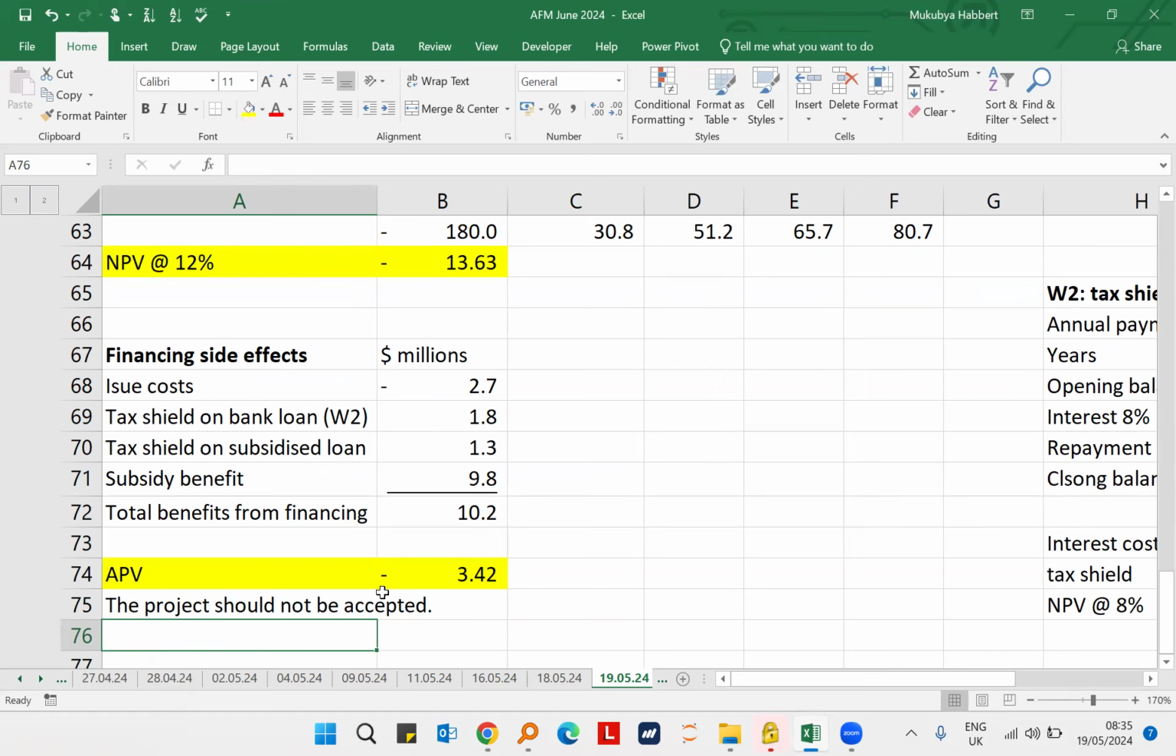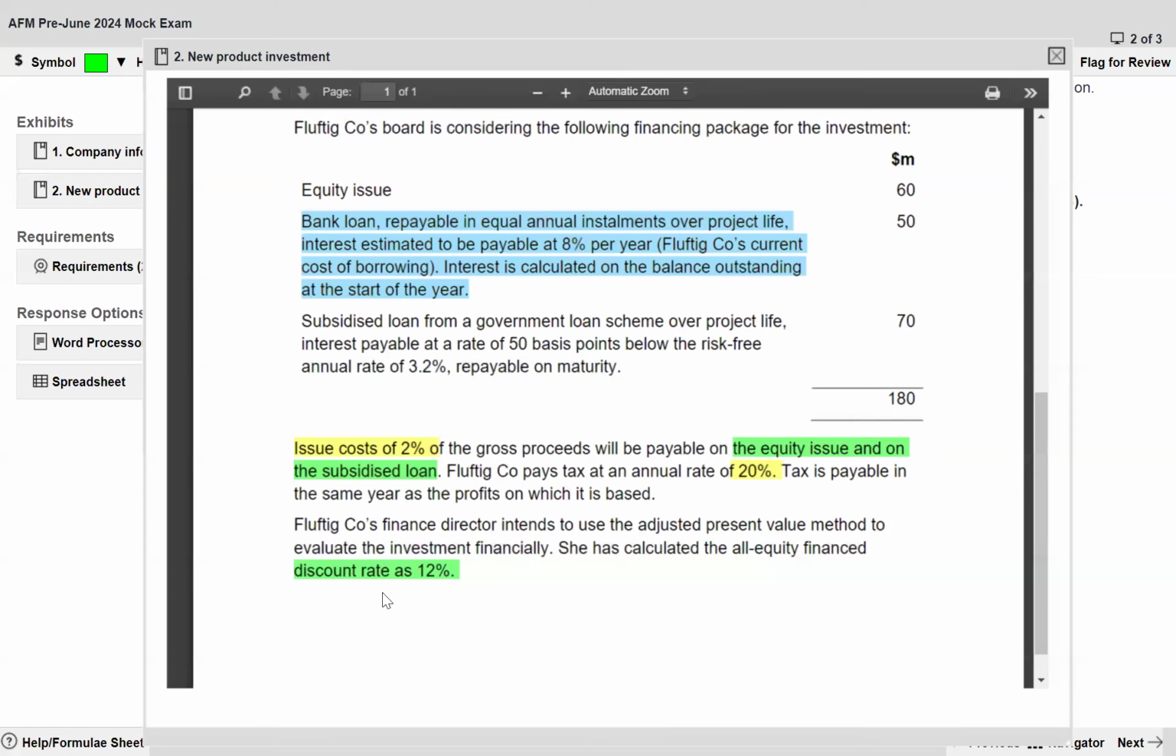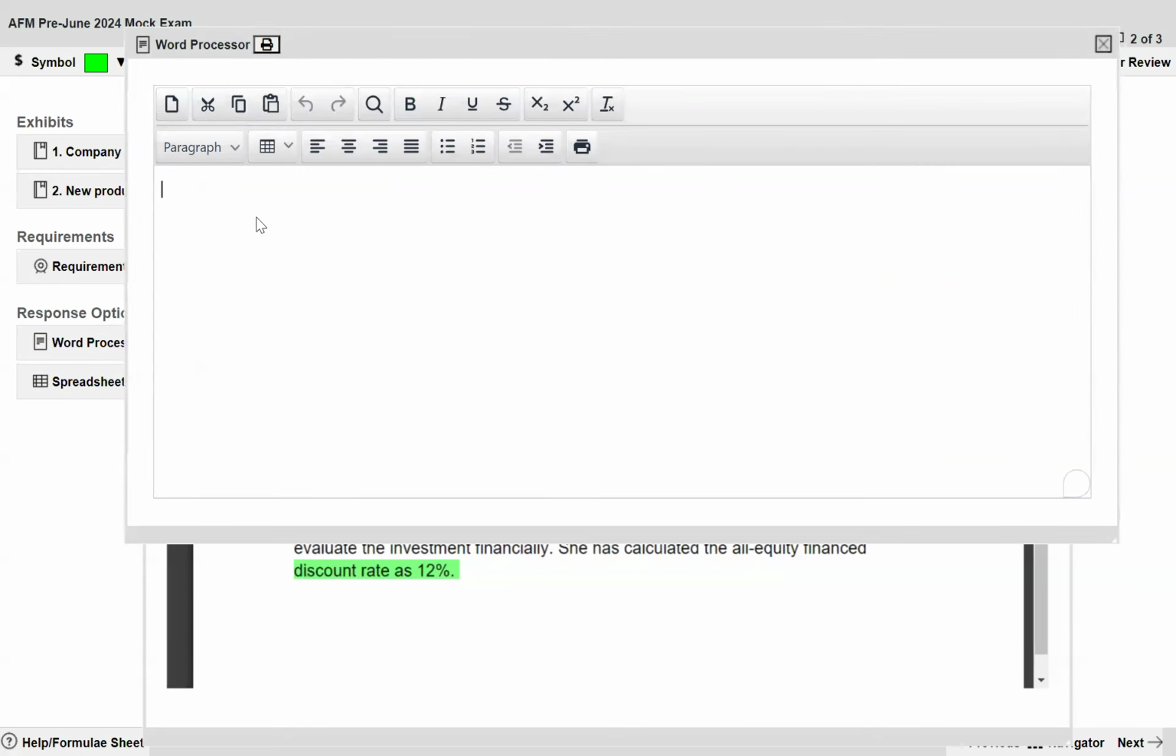Okay, then of course, the discussion part. We said it's not going to be accepted because the APV is negative. But you start from saying, remember, you're going to write in the word processor. In this case, you can do this whole part in the word processor. Remember, they don't give you a spreadsheet for part A or part B, they give you just a spreadsheet and a word processor. So you can go here and write part A, okay?